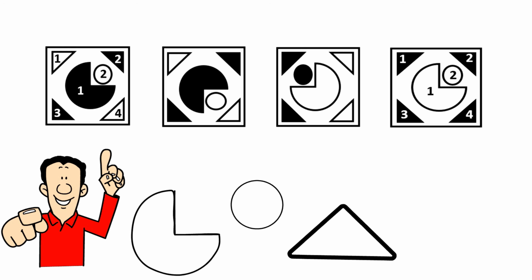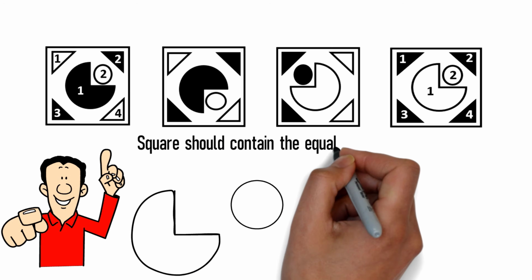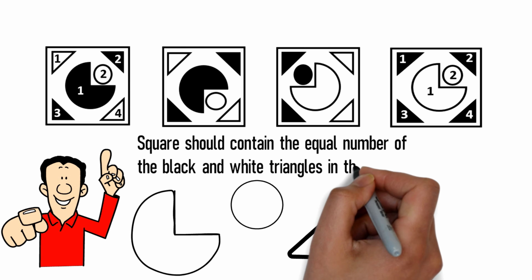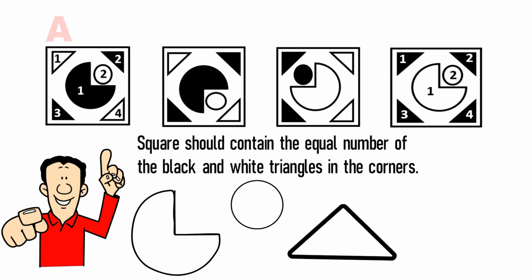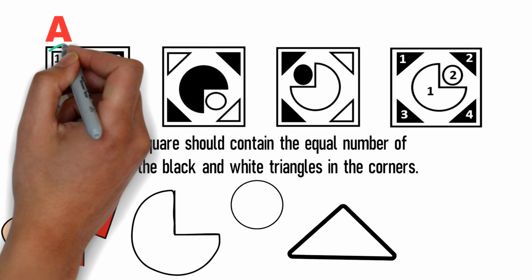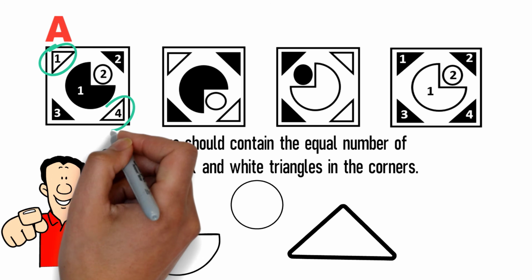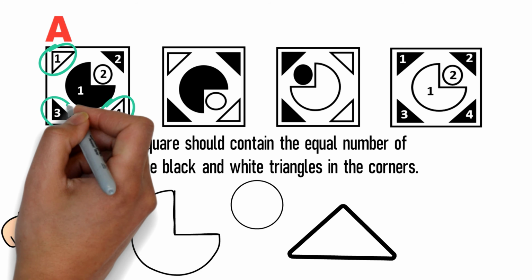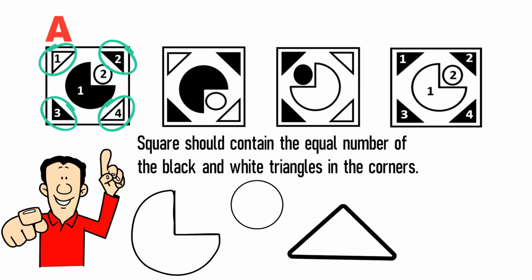In this particular case, the pattern is that the square should contain an equal number of black and white triangles in the corners. Triangles in square A are positioned diagonally across each other. White triangles are located in the upper left corner and in the bottom right corner, and black triangles are located in the bottom left corner and in the upper right corner. You can see that the same pattern exists in shape B, two white triangles and then two black triangles, and in shape C, two black triangles on the left and two white triangles on the right. But if we look at choice D, you see that there are four black triangles in the corners.